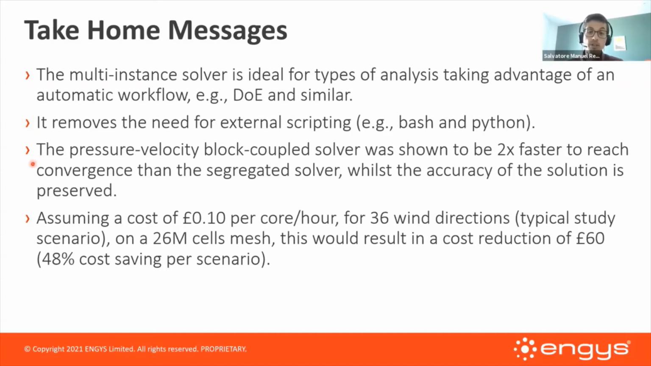The pressure-velocity block coupled solver was shown to be, for this specific application and these mesh sizes, 2 times faster to reach convergence than the segregated one, whilst the accuracy of the solution is preserved. If we assume a cost of 10 pence per core hour, extrapolating at 36 wind directions, which is the typical size of a wind study, on a 26 million cells mesh, this would result in a cost reduction of £60 per scenario.